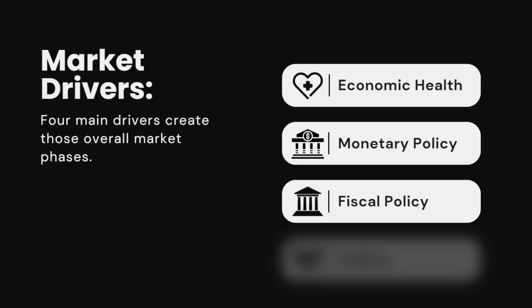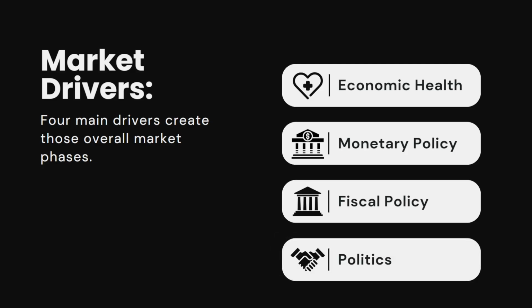And then, of course, we have politics. In the Forex market, political stability refers to the predictability and reliability of a country's government, the legal system, and the overall policy-making environment.